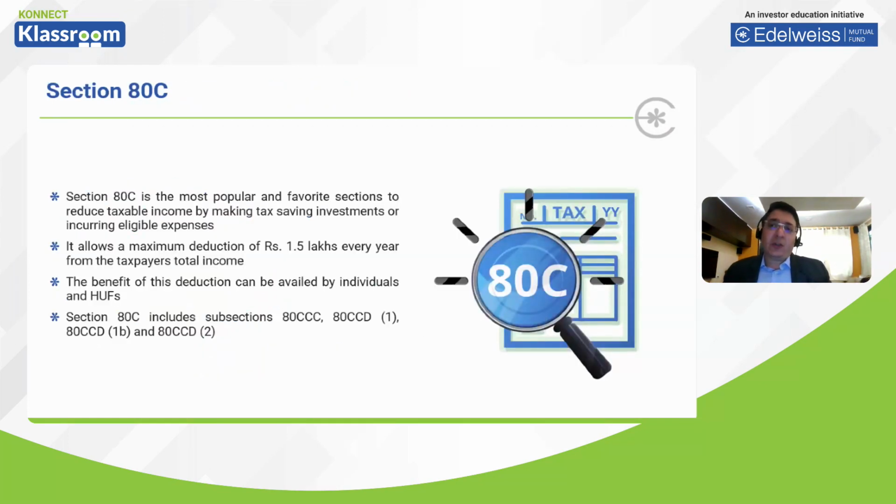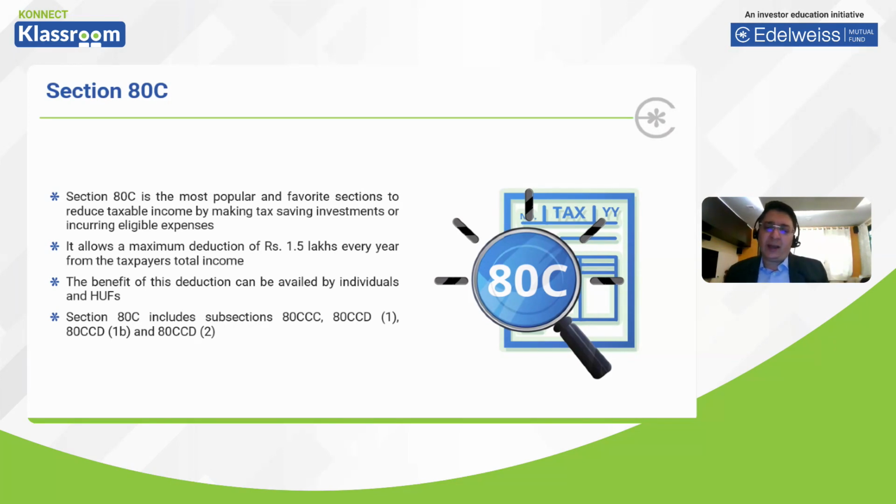80C, as I was telling you a few minutes back, is one of the most popular and favorite sections through which we can reduce our taxable income by making investments in various tax saving investments and incurring these eligible expenses. So up to 1.5 lakhs every year is the maximum deduction allowed. Now some of the very popular schemes under 80C could be your life insurance premium, your provident fund, the PPF schemes, then there is NPS, then there is a 5-year FD, then there is ELSS.